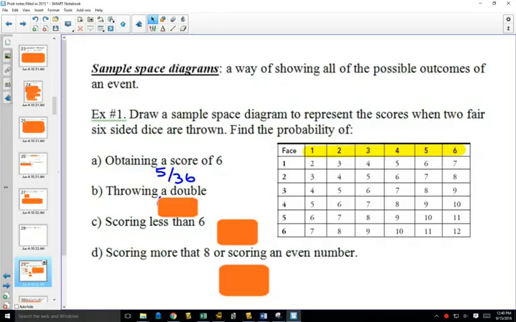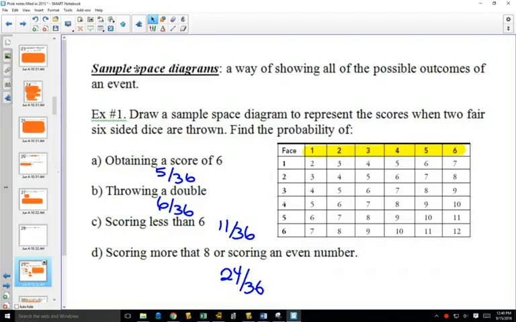How many doubles are there? 6 out of 36. Count how many score less than 6. And scoring more than 8 or an even number.